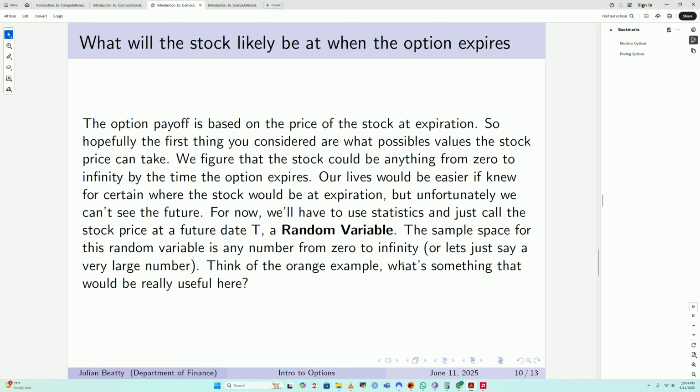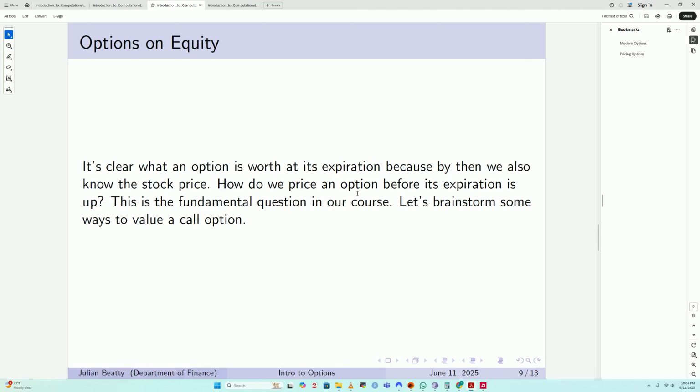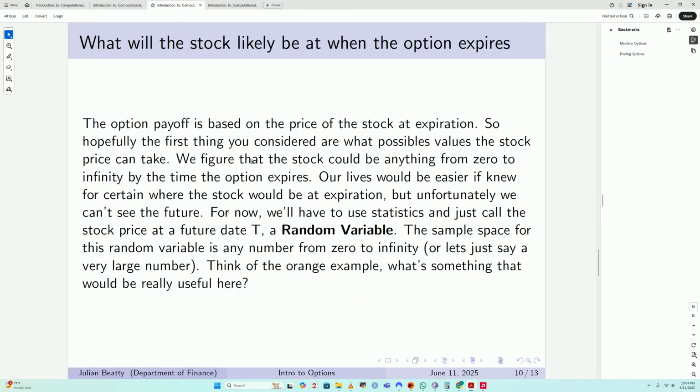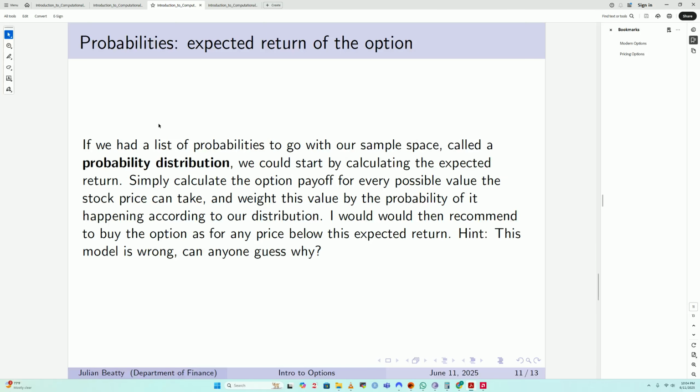So think of the orange example. What's the next thing that we would want here? The next thing we would want are probabilities. So we need basically a list of probabilities to go with our sample space. If we had both of these, we could calculate the expected return, and maybe we can argue that if the expected return is higher than whatever the option is currently traded at, then we can recommend buying the option.